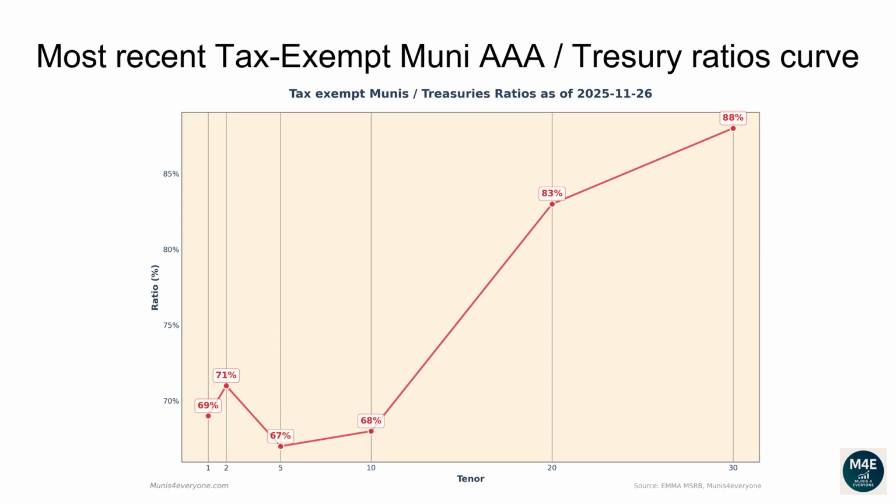The current one-year ratio is 69%. The 2 years ratio is 71%. The 5 years ratio is 67%. The 10 years ratio is 68%. The 20 years ratio is 83%. The 30 years ratio is 88%.